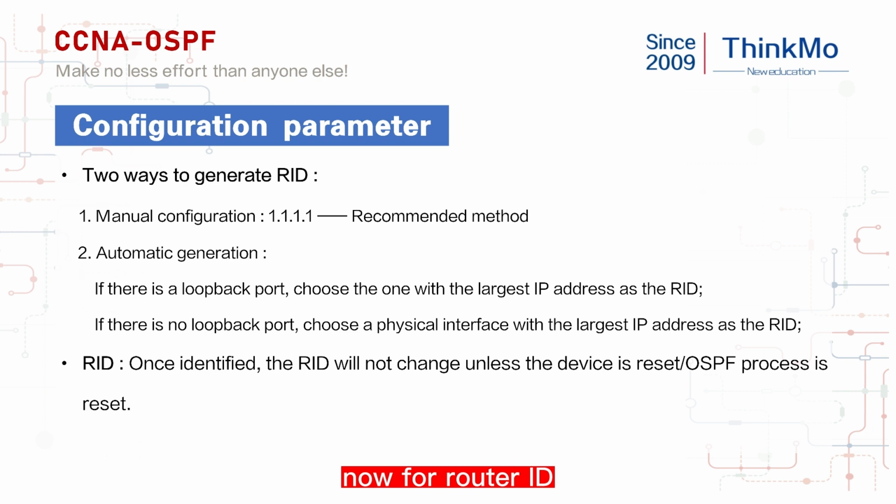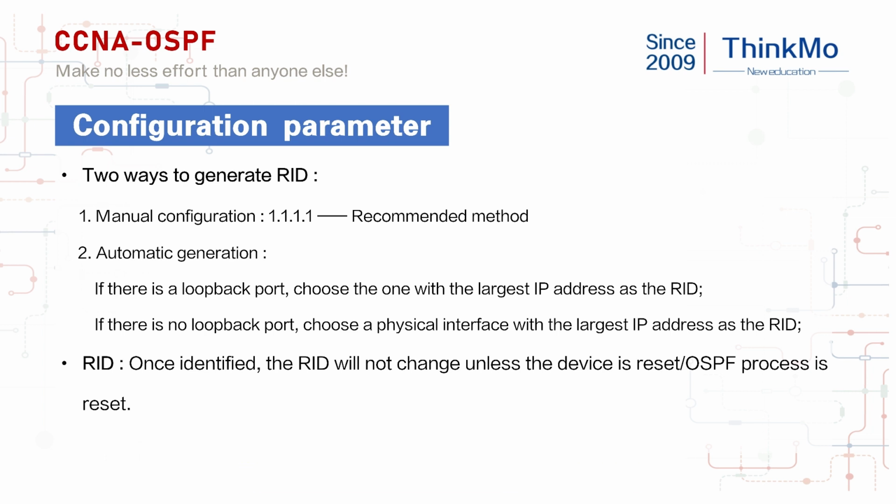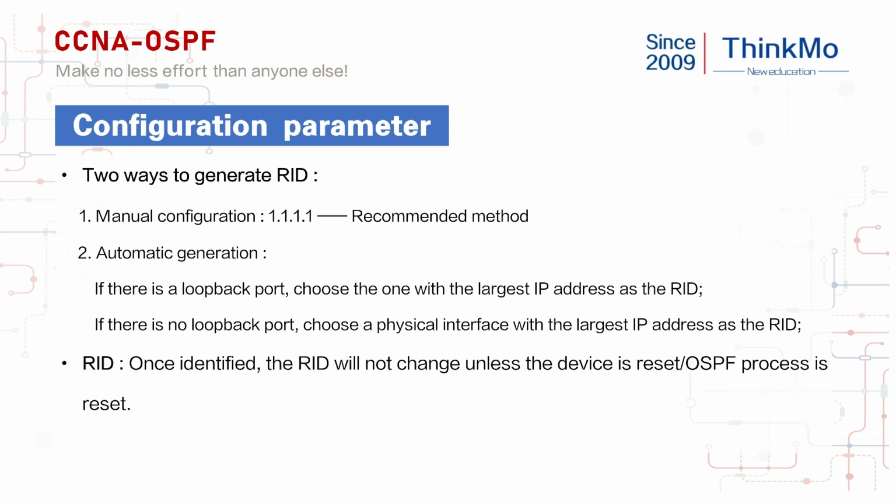Now for router ID, OSPF is running between devices. The device is sending out LSAs. The device is receiving them and synchronously maintaining its own routing table. Router ID cannot be easily modified. You can reset OSPF, and it changes after the reset.